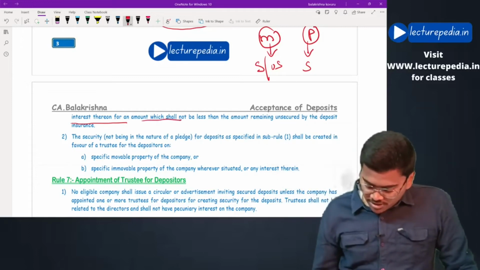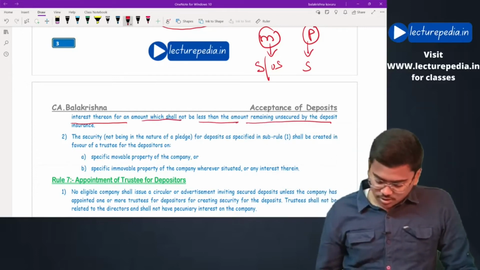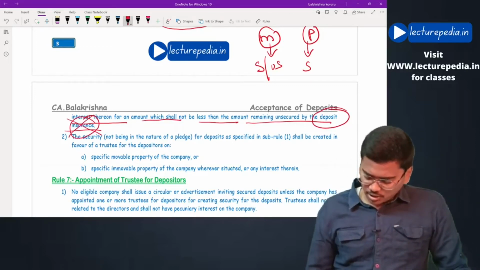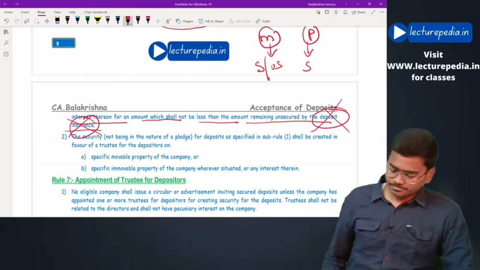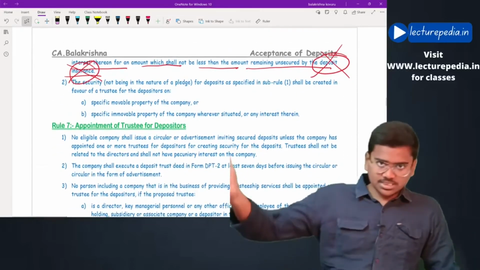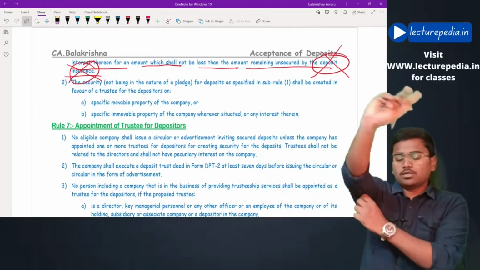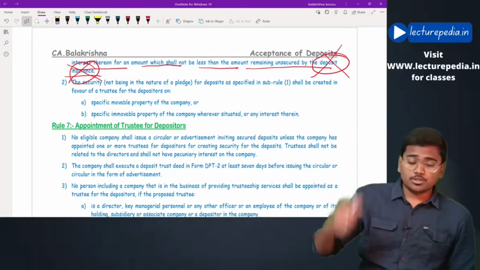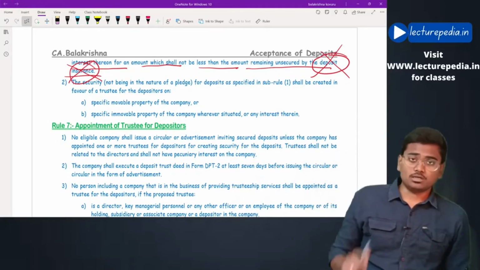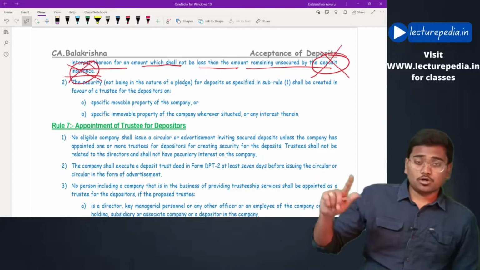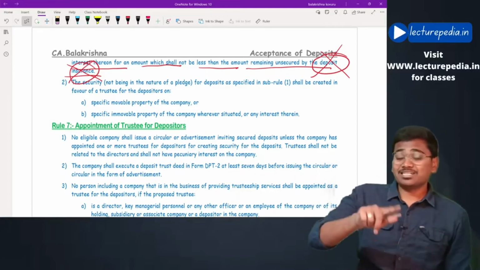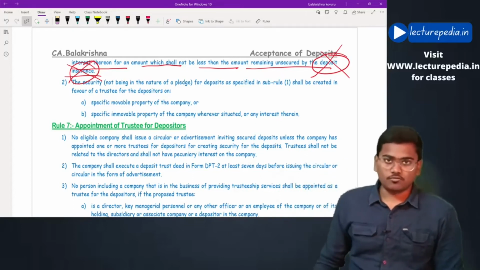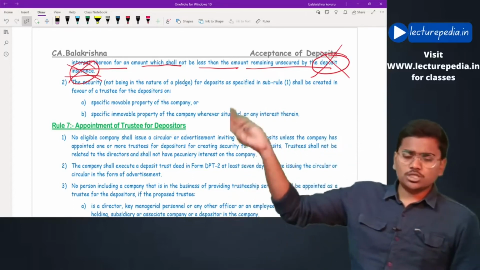For an amount which shall not be less than the amount remaining unsecured by the deposit insurance. Basically this deposit insurance is not relevant now. I have discussed with you yesterday that clause D, which was speaking about deposit insurance, was struck off. Under section 73 subsection 2, we have clause D, which has been struck off, which was related to deposit insurance.